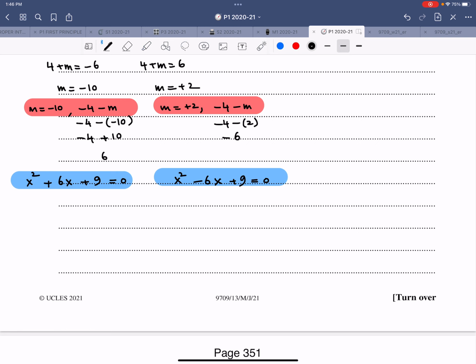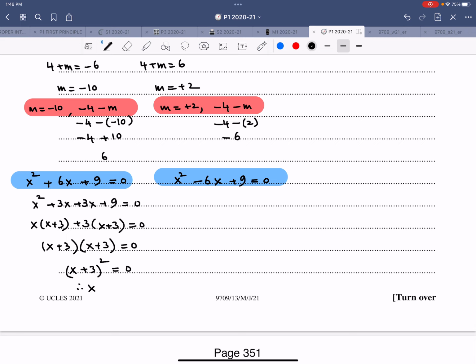If I factorize the first one, that is x squared plus 3x plus 3x plus 9 equals 0. x(x plus 3) plus 3(x plus 3) equals 0. Therefore, x plus 3 equals 0. Therefore, (x plus 3) whole squared equals 0. Therefore, x is negative 3.